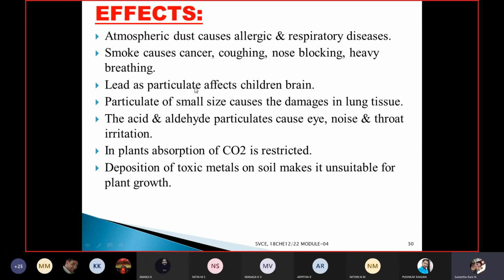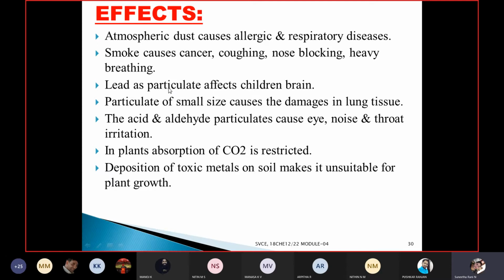Particulate matter affects children's brains. If it contains lead, it affects the children's brain system, and because of its smaller size it causes damage in the lung tissue. Acids and aldehyde particulates cause eye, nose, and throat irritation, and the plant's absorption of carbon dioxide is restricted, and deposition of toxic metals on soil makes it unsuitable for plant growth. So these are the effects.